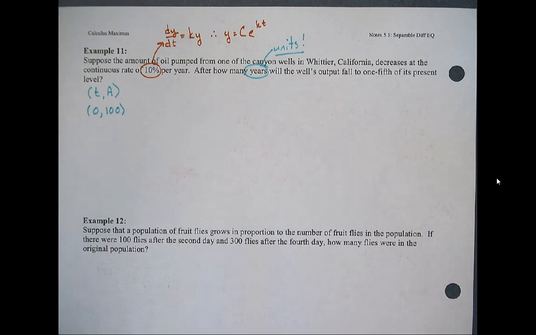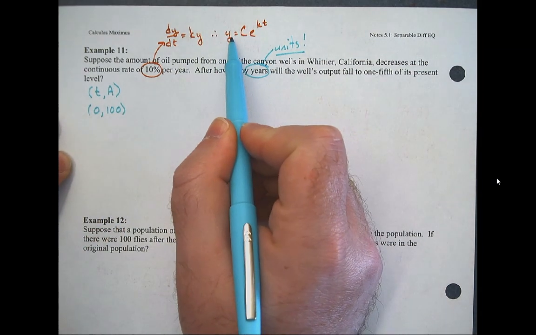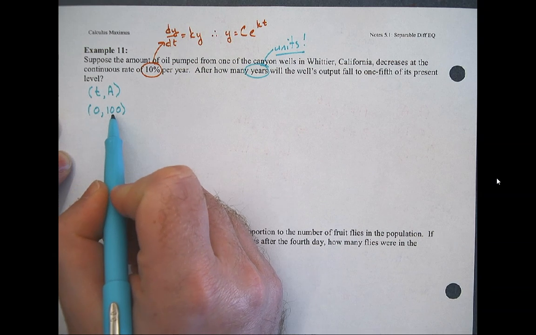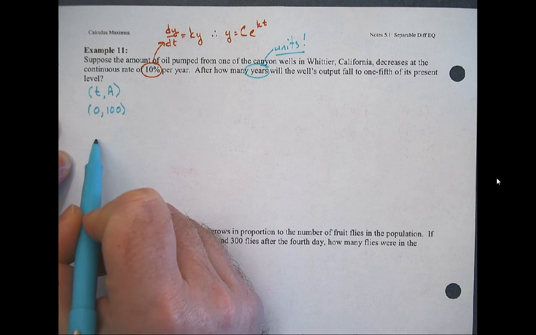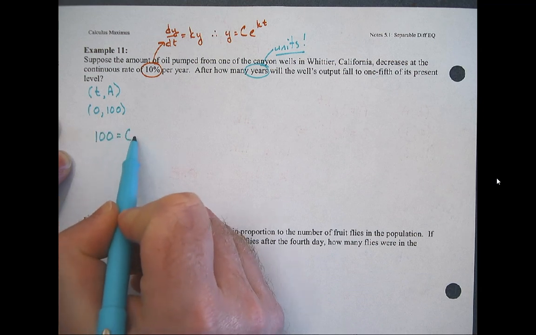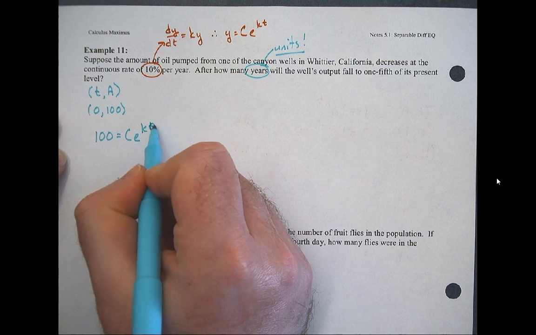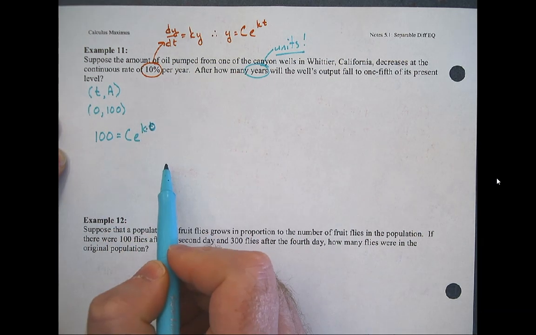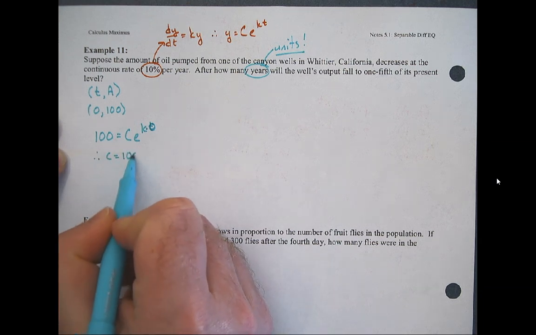So what do we know? After how many years will the well's output fall to 1/5? We don't know that yet. So let's see if we can now use our equation up here. At time 0, there's 100 whatevers of oil. I have a hard time not getting units on that. So 100 equals C e to the k times t. Oh, sorry, time would be 0. So k times 0 is 0. e to the 0 is 1. Therefore, C equals 100.